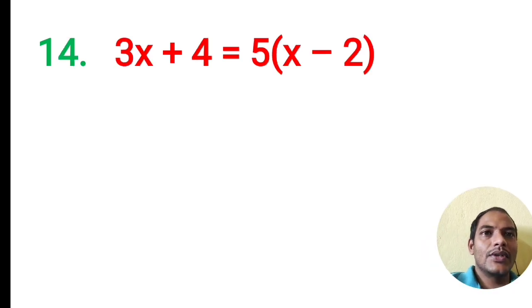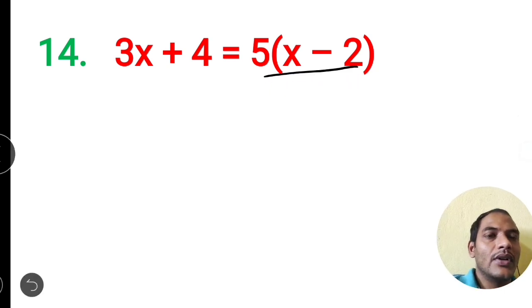Next, the 14th question, 3x plus 4 equals 5 bracket of x minus 2. See, it is a simple equation because it has one variable, but in this equation we have a variable on both sides and a bracket symbol is given. Okay. So before transposing the variables to the left side, let us simplify the bracket.